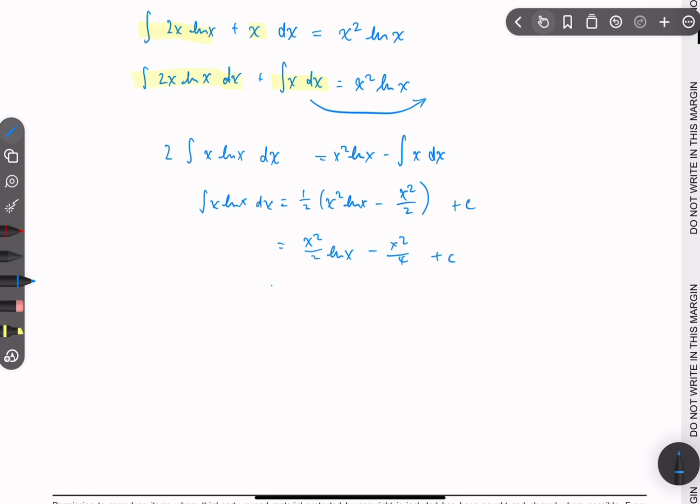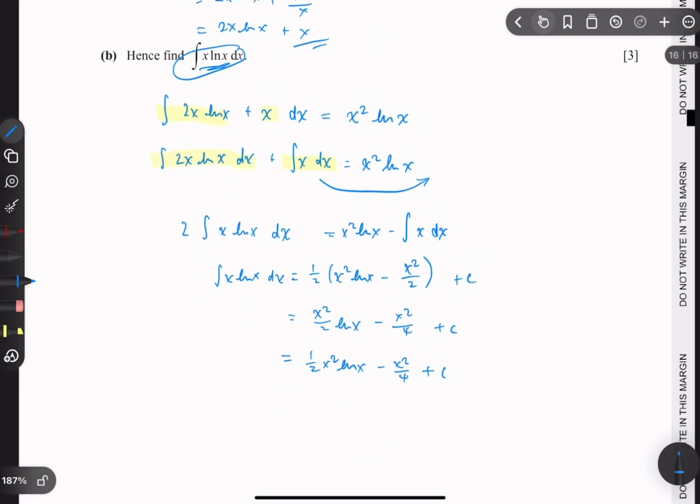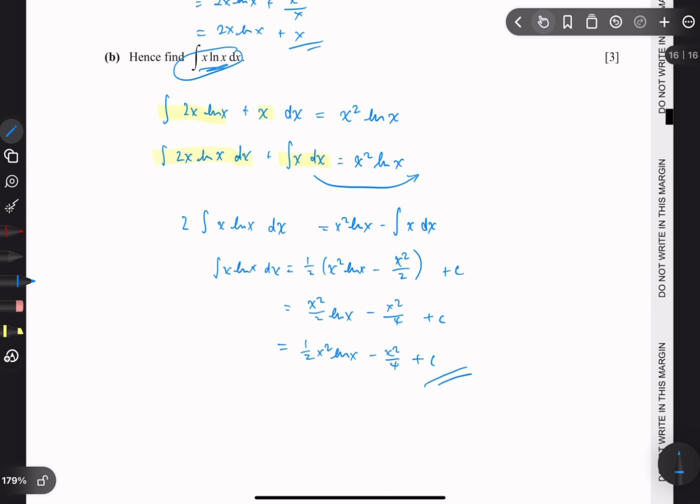Okay, so you can also rewrite this like this. And this will be the final answer.